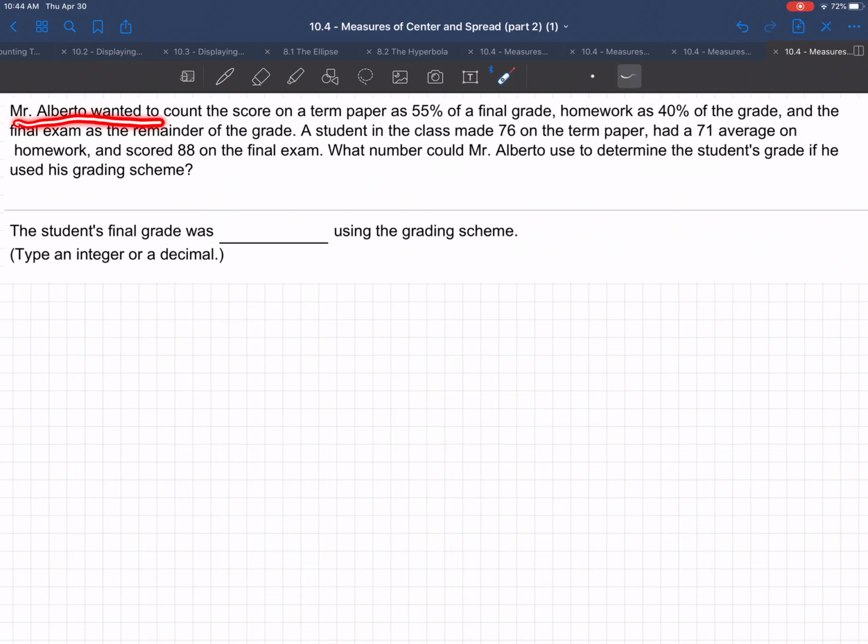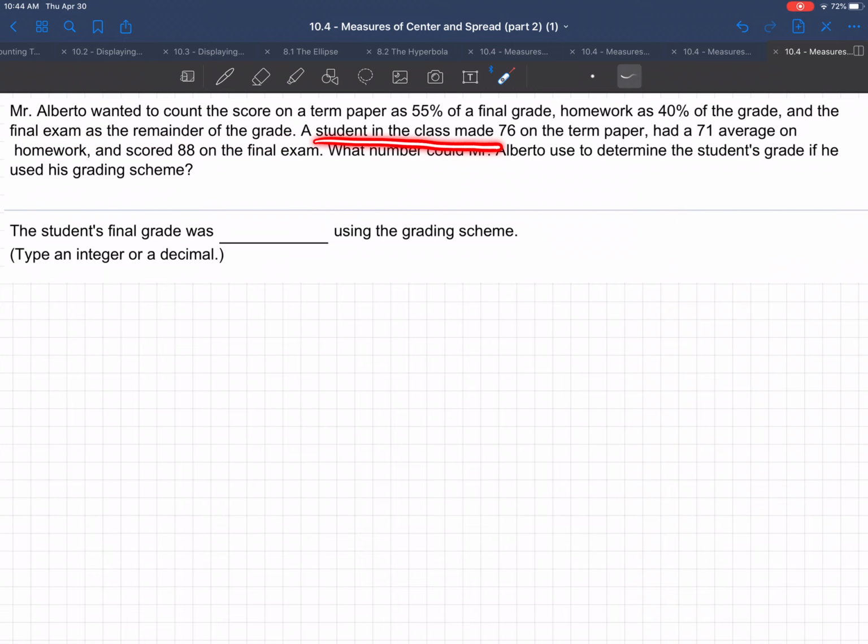Mr. Alberto wanted to count the score on a term paper as 55% of a final grade. Homework is 40%. This is his grading plan. So the term paper is 55% of the final grade, the homework is 40% of the final grade, and the final exam is the remainder. What's left, I guess, 5%.